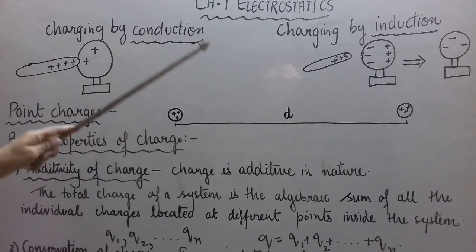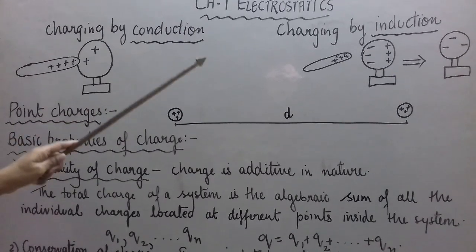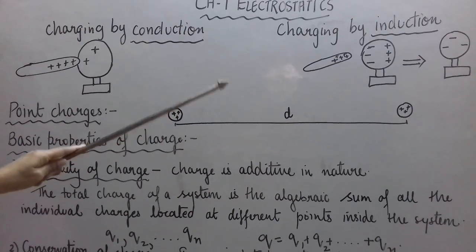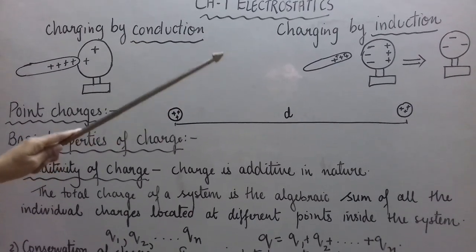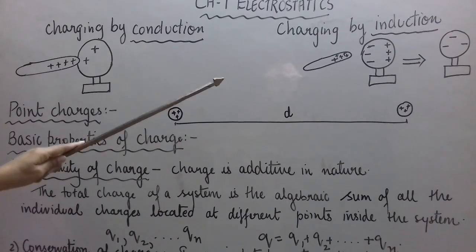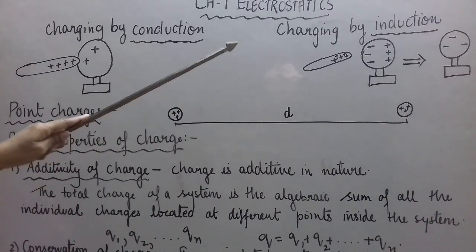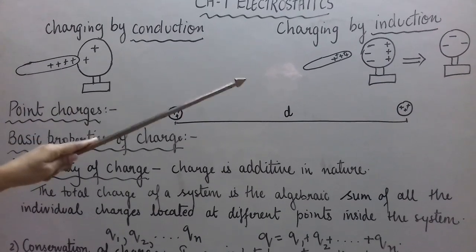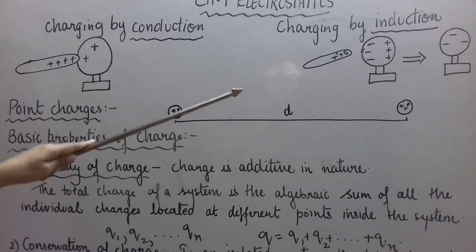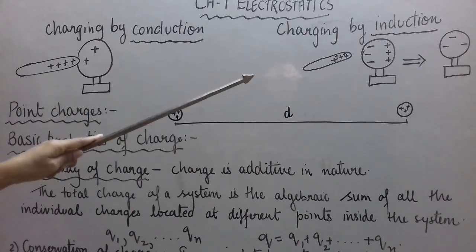Now let us consider charging by induction. In charging by induction, the glass rod which is positively charged, we have shown, it is placed close to a metal sphere. The metal sphere was initially uncharged. So when it is placed close to it, the side of the sphere which lies near to this glass rod acquires negative charge and the other side gets positive charge.